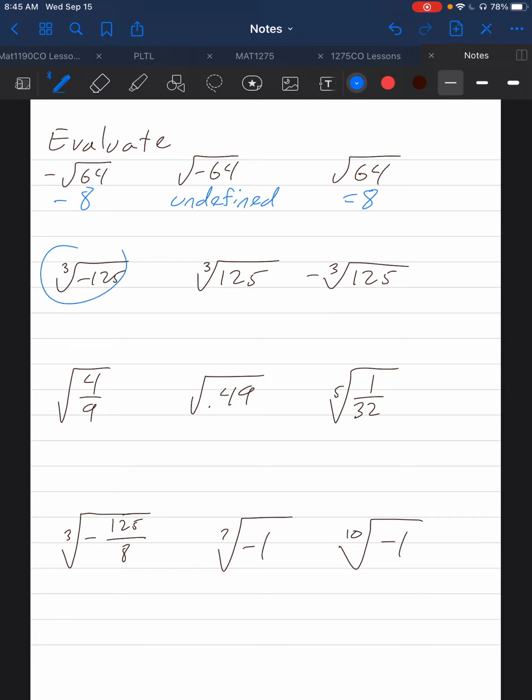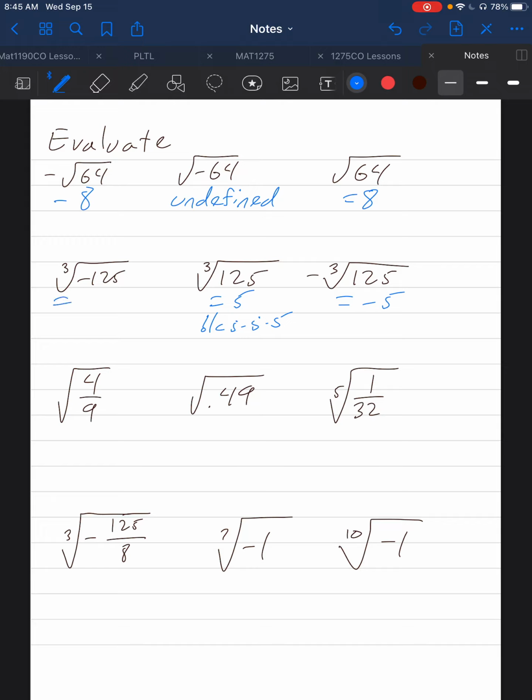Let's take a look here at a cube root. The cube root of 125 is equal to 5, again, because 5 times 5 times 5 is equal to 125. And just like the negative outside of here, the negative can carry through to the answer to sit in front.